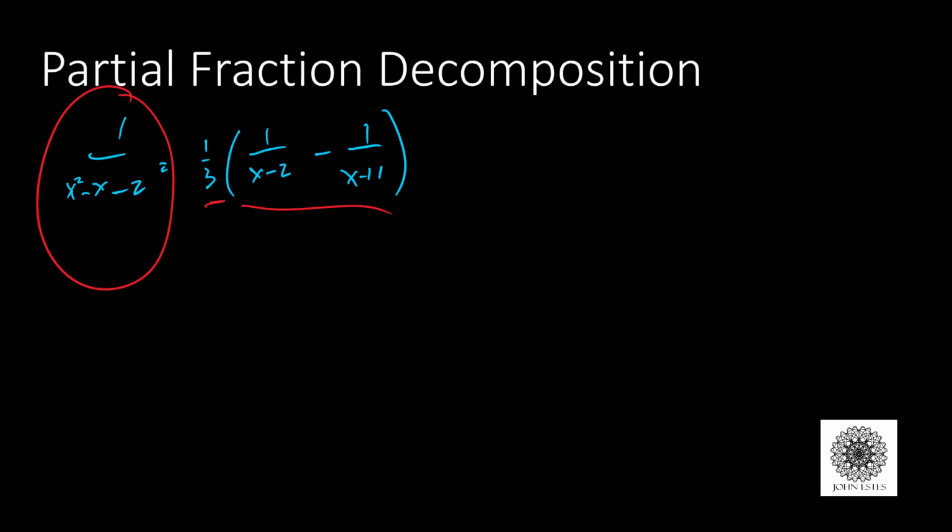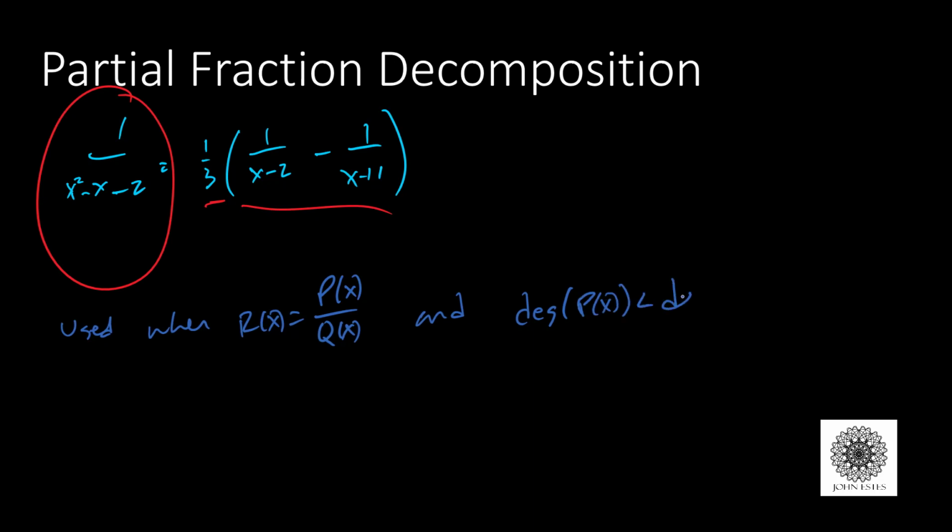And so what you need to understand is you have a rational expression. So we use this technique when we have a rational expression. We'll say that's p of x over q of x, where p and q are polynomials, and the degree of my numerator is less than the degree of my denominator.